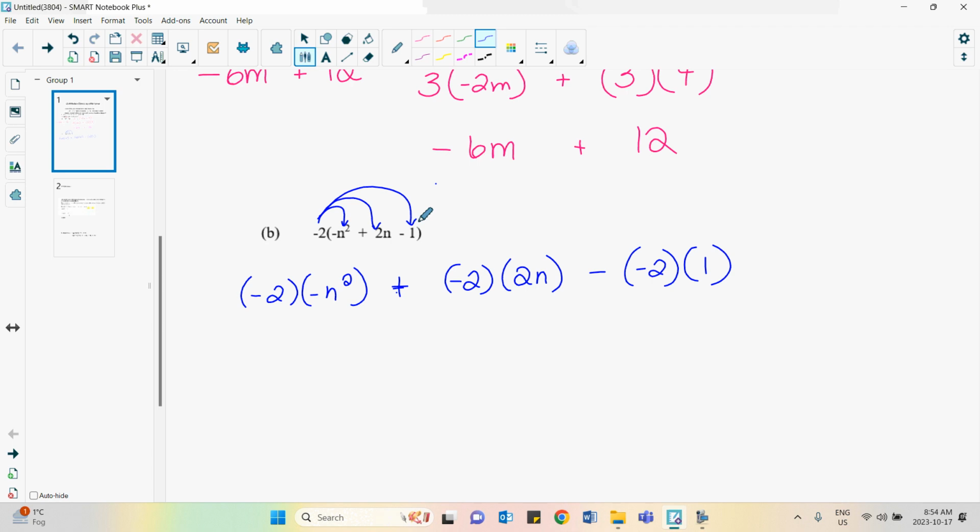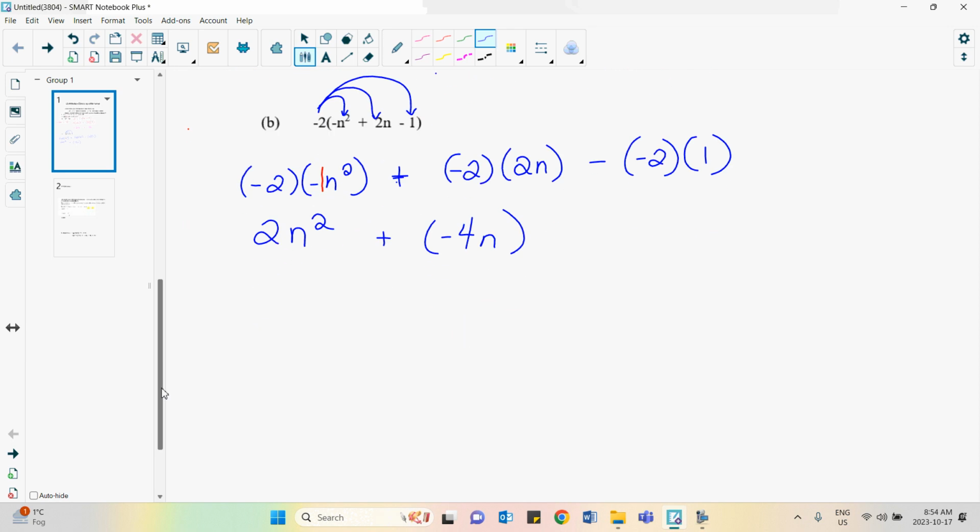So I like to draw the arrows, it just makes it go right. So negative 2, the invisible coefficient here is a negative 1. So negative 2 times negative 1 is positive 2, so we have 2n squared. And then I have a negative 2 times a positive 2. What do I get? Negative 4n. And then I have a negative 2 times a positive 1. So that's going to leave me with a negative 2.